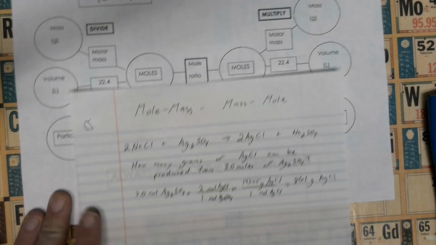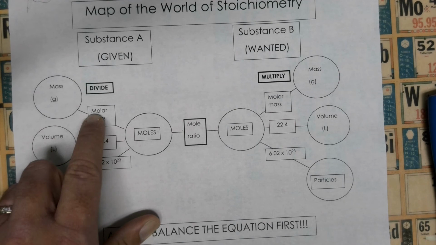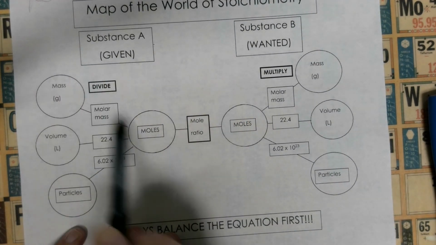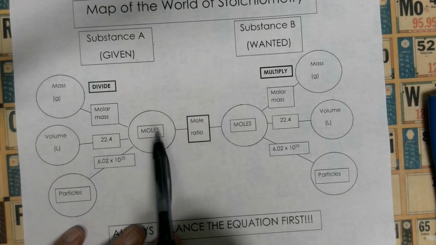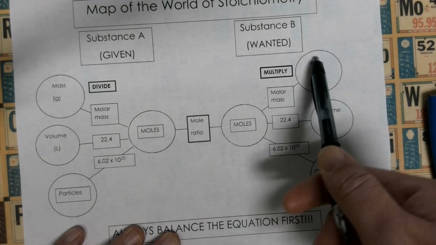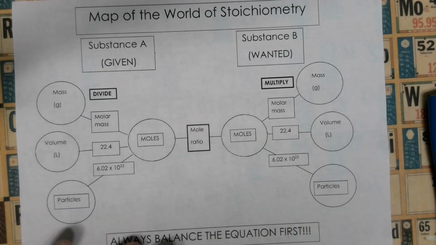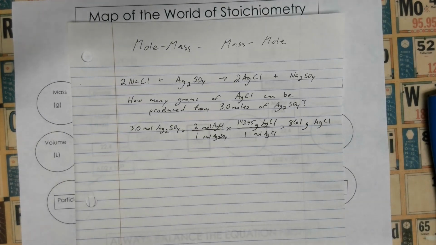Now if you're doing mass to mole, you'd go back up here, start here, and do the molar mass first and then the mole ratio. So go here, the molar mass of your given instead of your wanted, and then the mole ratio. But if you're going moles to grams like we just did, we're going here. So use this, it'll be helpful for you. Here's another look at that setup if you want that, and let me know if you have any questions.